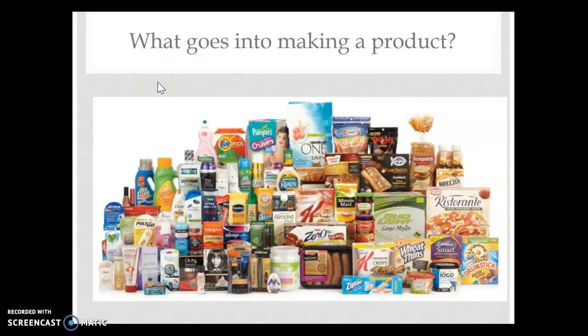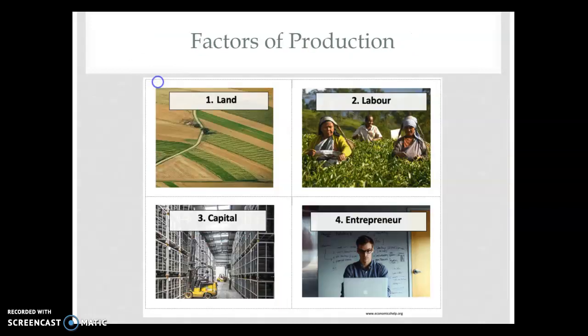Okay, so first question, what goes into making a product? We know businesses make products, we know that we buy products as consumers and we use them, but what actually goes into making them? Well, these are called our factors of production, and they can be split into four main categories. These main categories are land, labour, capital, and enterprise. So what are these categories?